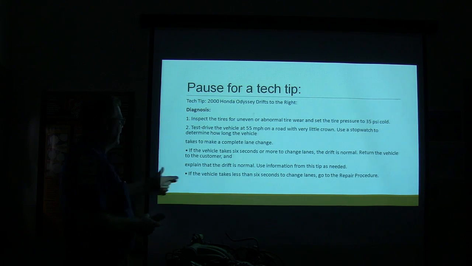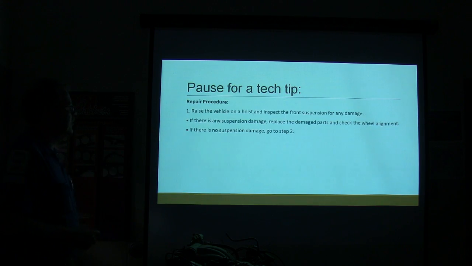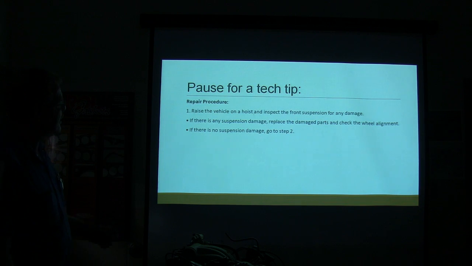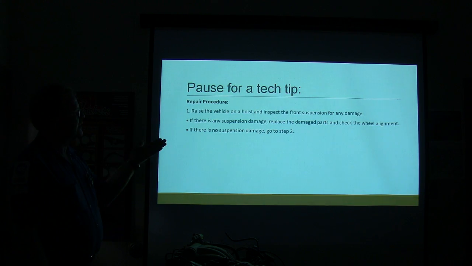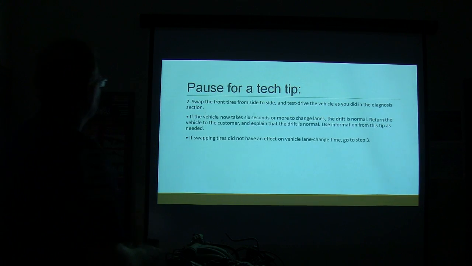If the vehicle takes less than 6 seconds to change lanes, go to the repair procedure. What you do here, raise it on a hoist and look at the front suspension for any damage, worn parts, whatever. If there's suspension damage, replace the damaged parts and align it. If there's no suspension damage, you're going to go to step 2.